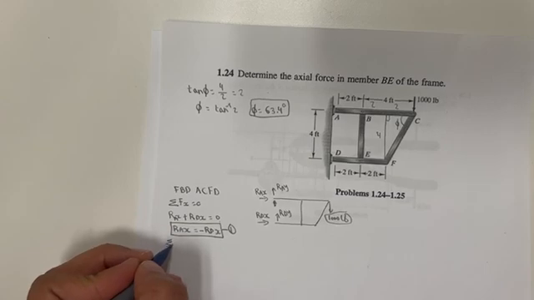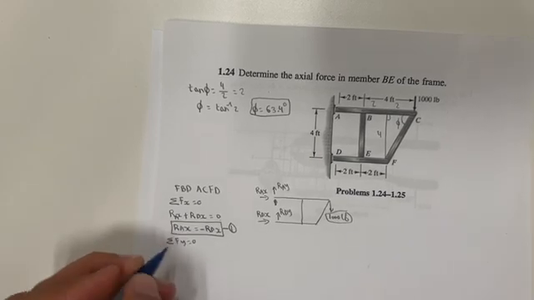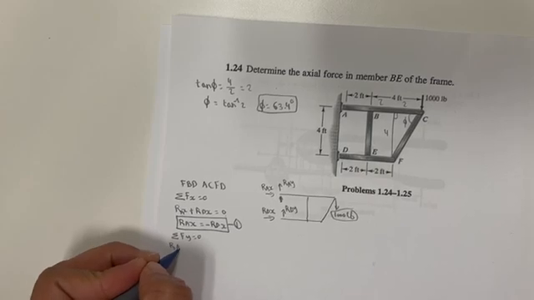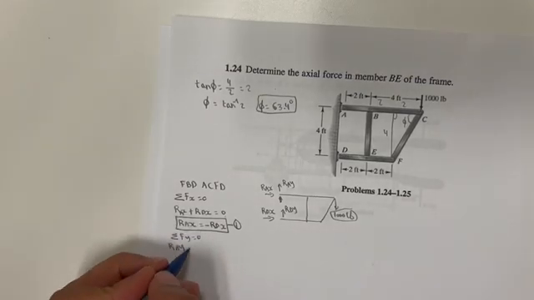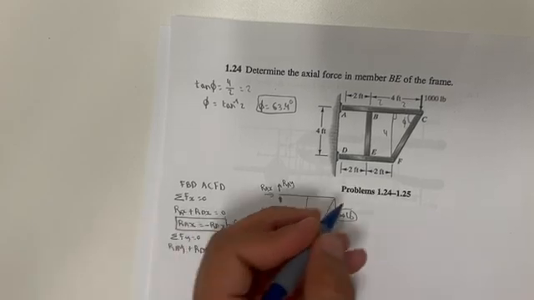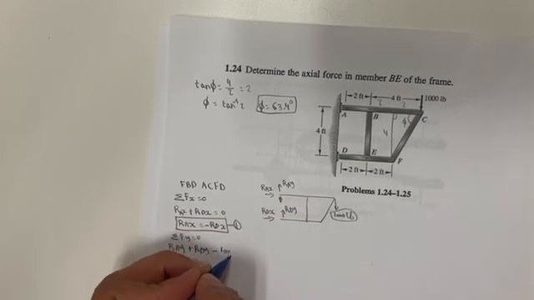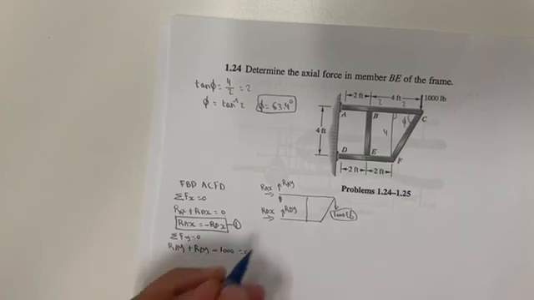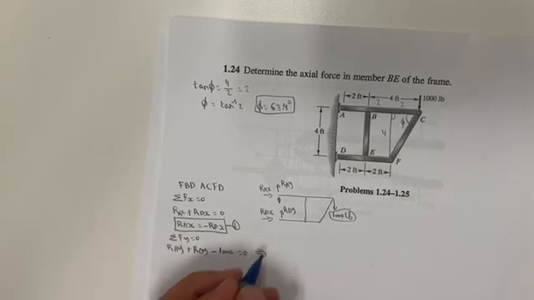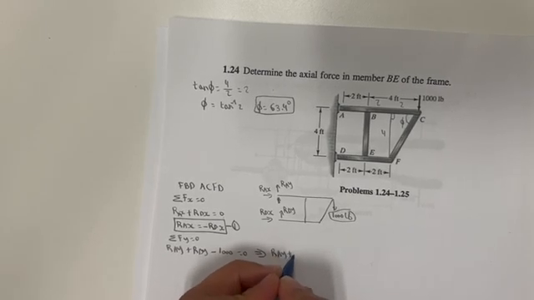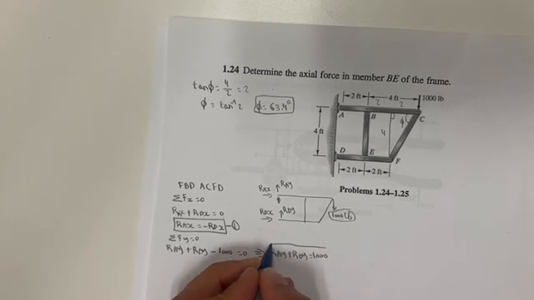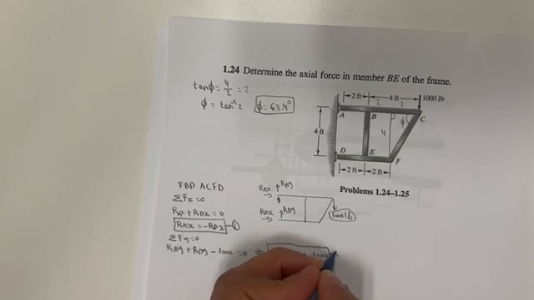Second equation, summation Fy equals 0. So RAY, we have these 2 in the same direction, and this one is in a different direction. So RAY plus RDY minus, because it's a different direction, 1000 equals 0. Let's send this one to the other side: RAY plus RDY equals 1000. That is the second equation we have.